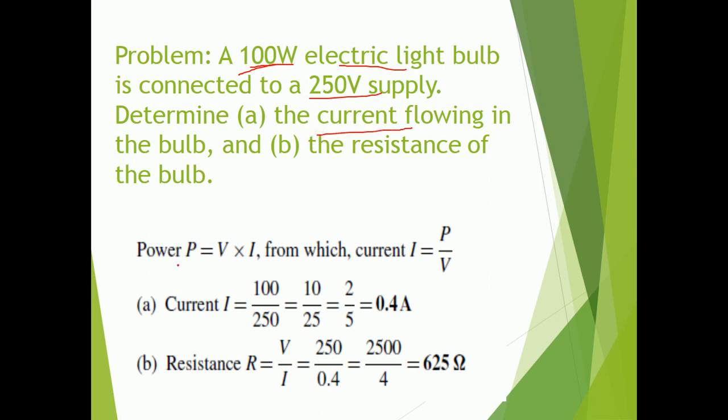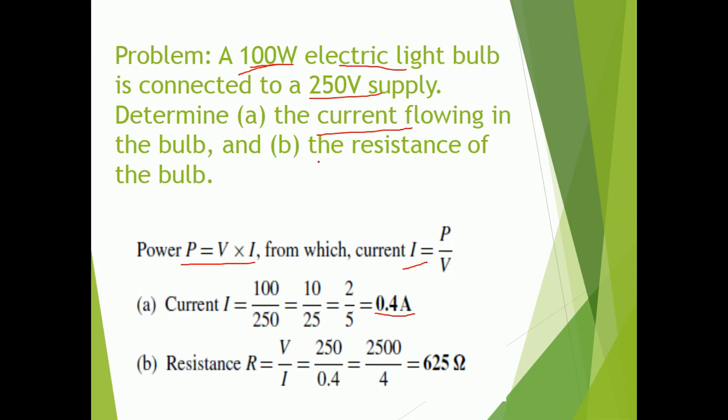So by using the formula for power, which is V into I, voltage is given to us, power is given to us, we can easily calculate the value of current. So current comes out to be 100 watt divided by 250 volt, that is 0.4 ampere.